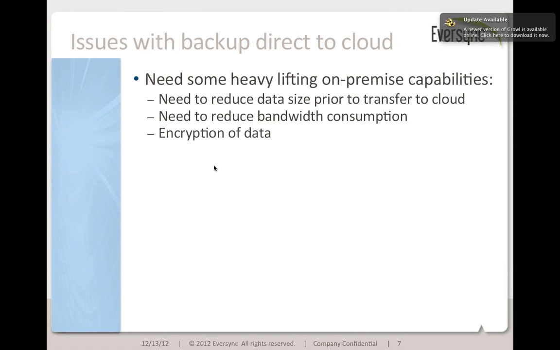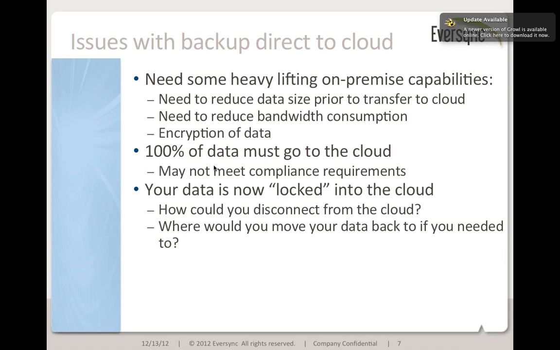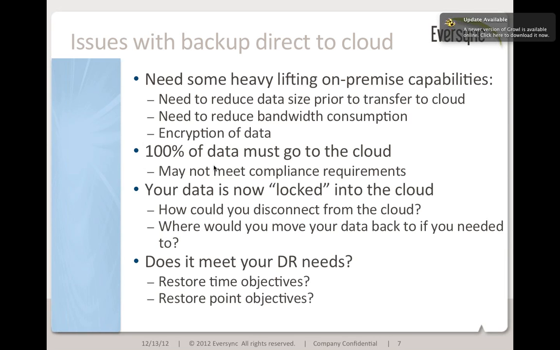So again, just looking at the capabilities, in order for a mid-sized company with anywhere from 2 to 10 to 50 terabytes of data, that data is going to have to be reduced somehow in order to get it to the cloud in any kind of reasonable amount of time. And that data reduction can come in the form of either bandwidth optimization or deduplication, and usually both. On top of that, we want to encrypt the data. In order to do those kinds of functions, there needs to be a little bit more what I would call heavy lifting on site before that data can be pushed to the cloud.